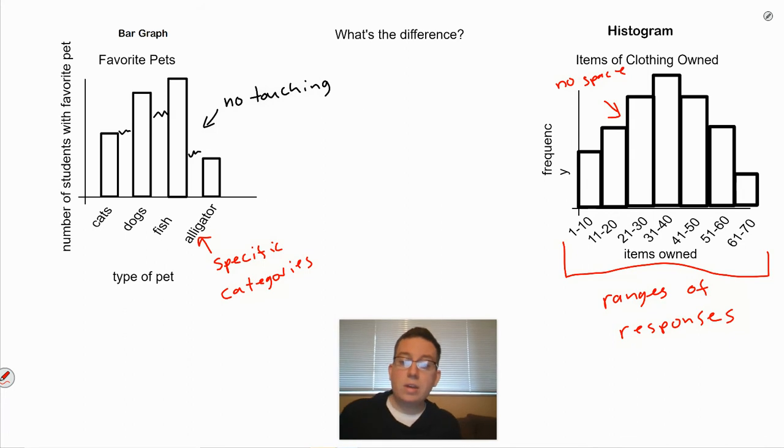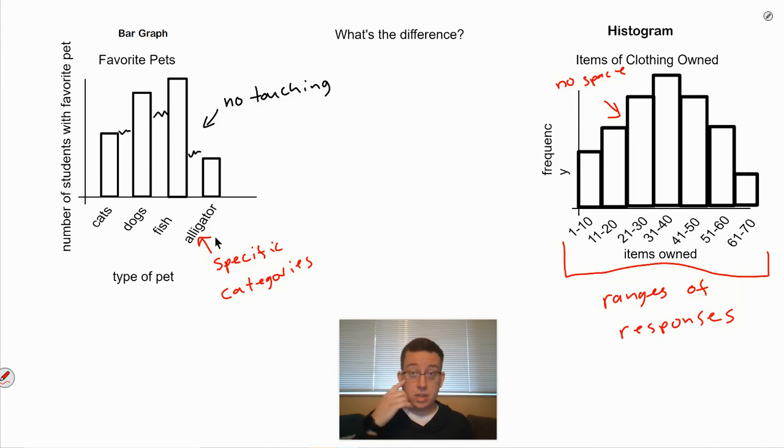There we go. So when we're looking at a bar graph, we have a specific value. So we're looking at categories. In this case, our categories are our favorite pet, because clearly everybody wants an alligator. So we've got specific categories versus our specified ranges. So those are kind of the big differences.